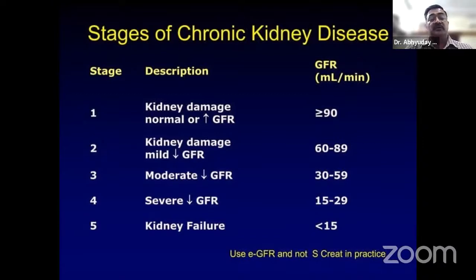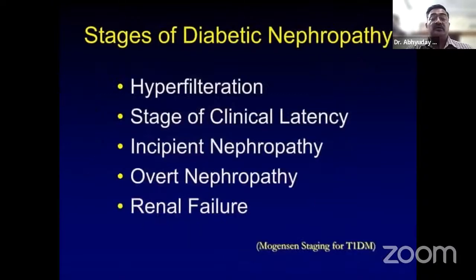Stage 2, the kidney damage is mild. And from here, you can see there is a reduction in GFR, 60 to 89. Stage 3, moderate. Further dip in GFR, 30 to 59. Severe, 15 to 29. And kidney failure, less than 15 ml per minute. So these are stages of chronic kidney disease.